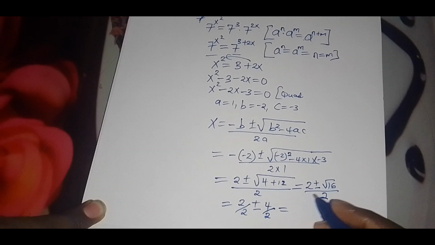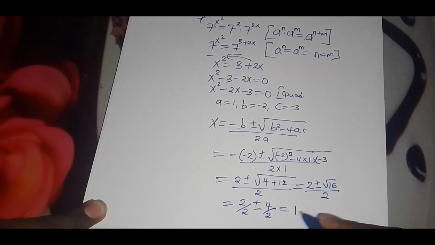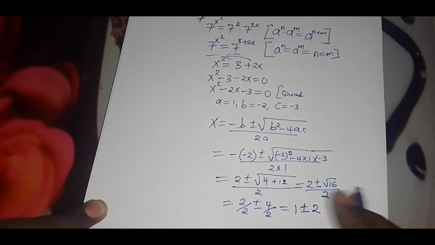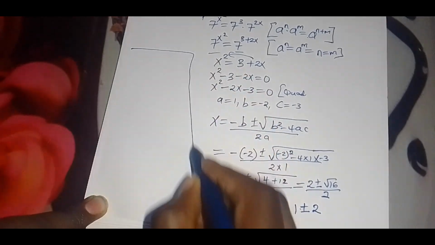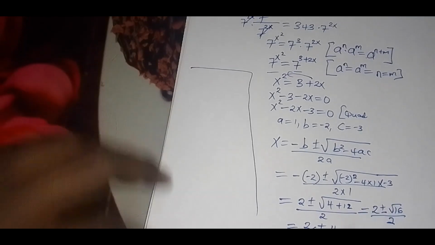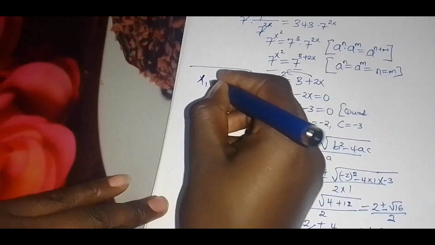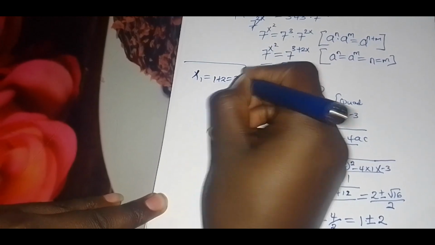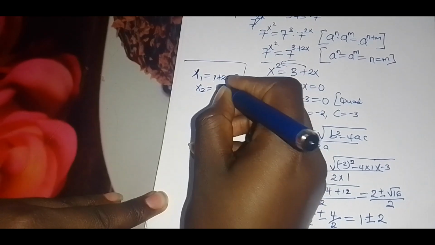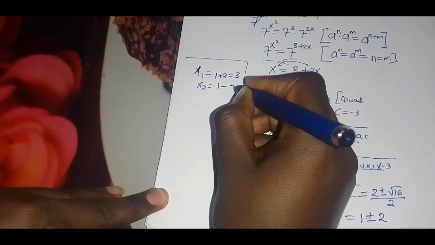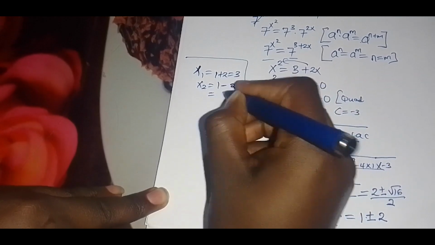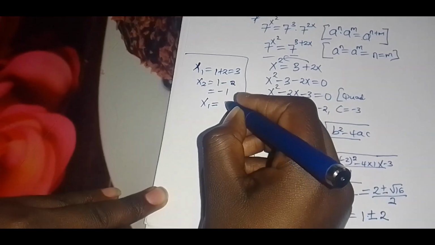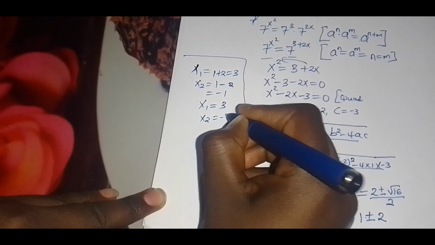So that we'll have 1 plus or minus 2. So that means, therefore, that we have x1, which is equal to 1 plus 2, which is equal to 3, and x2, which is equal to 1 minus 2, which gives you -1. Okay, so we have two possible values of x. We have 3 and x2 is equal to -1.